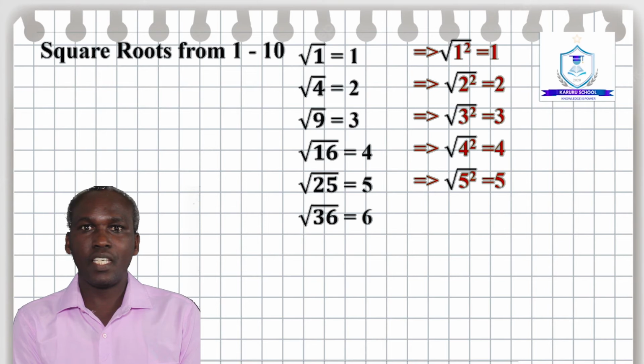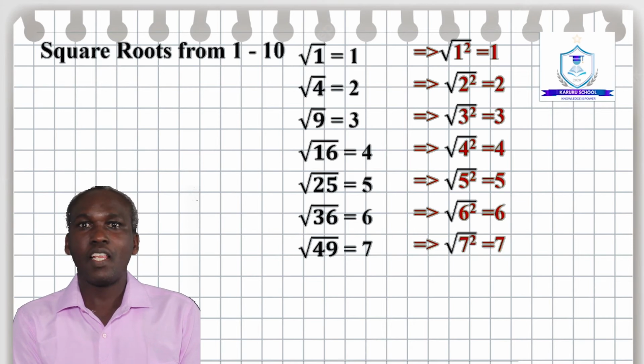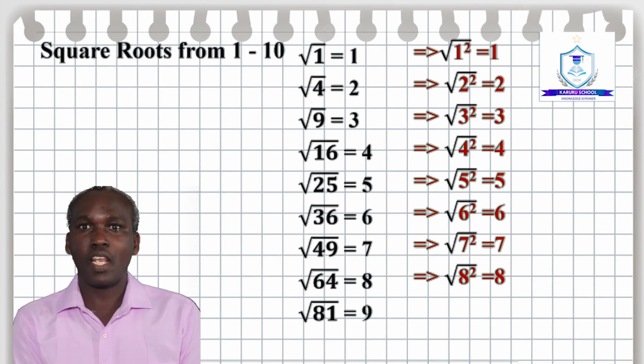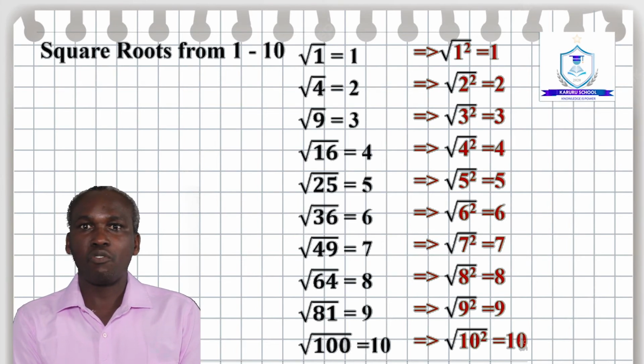The square root of 36 equals 6, which implies that the square root of 6 squared equals 6. The square root of 49 equals 7, which means that the square root of 7 squared equals 7. The square root of 64 equals 8, which implies that the square root of 8 squared equals 8. The square root of 81 equals 9, which implies that the square root of 9 squared equals 9. Finally, the square root of 100 equals 10, which implies that the square root of 10 squared equals 10.